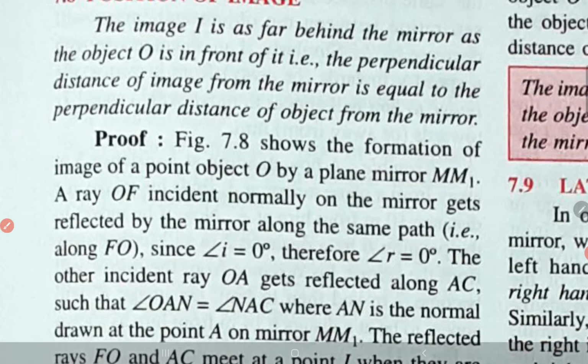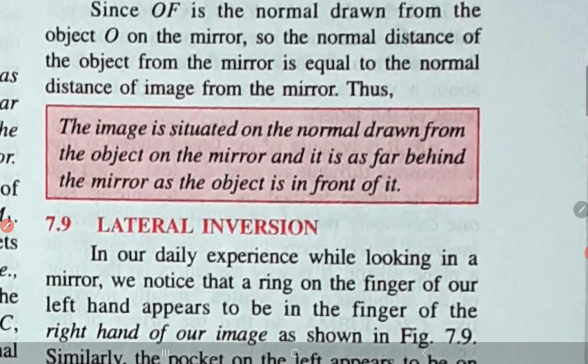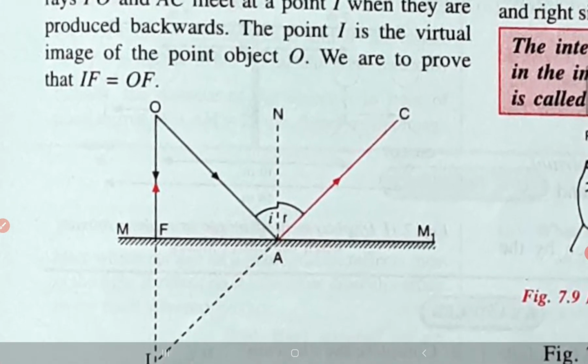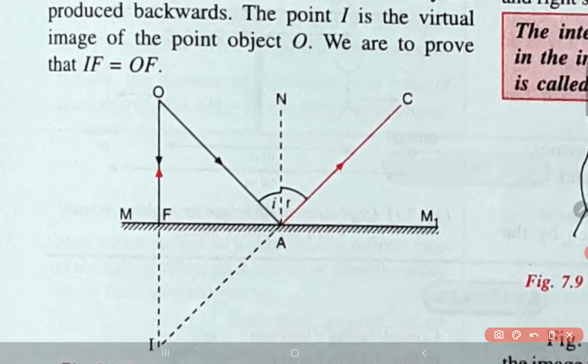Thus we can say the image is situated on the normal drawn from the object on the mirror, and it is as far behind the mirror as the object in front of it. So here they are talking about this particular normal here. They are telling that object and the image fall on the same line, this line. So I hope this is clear.